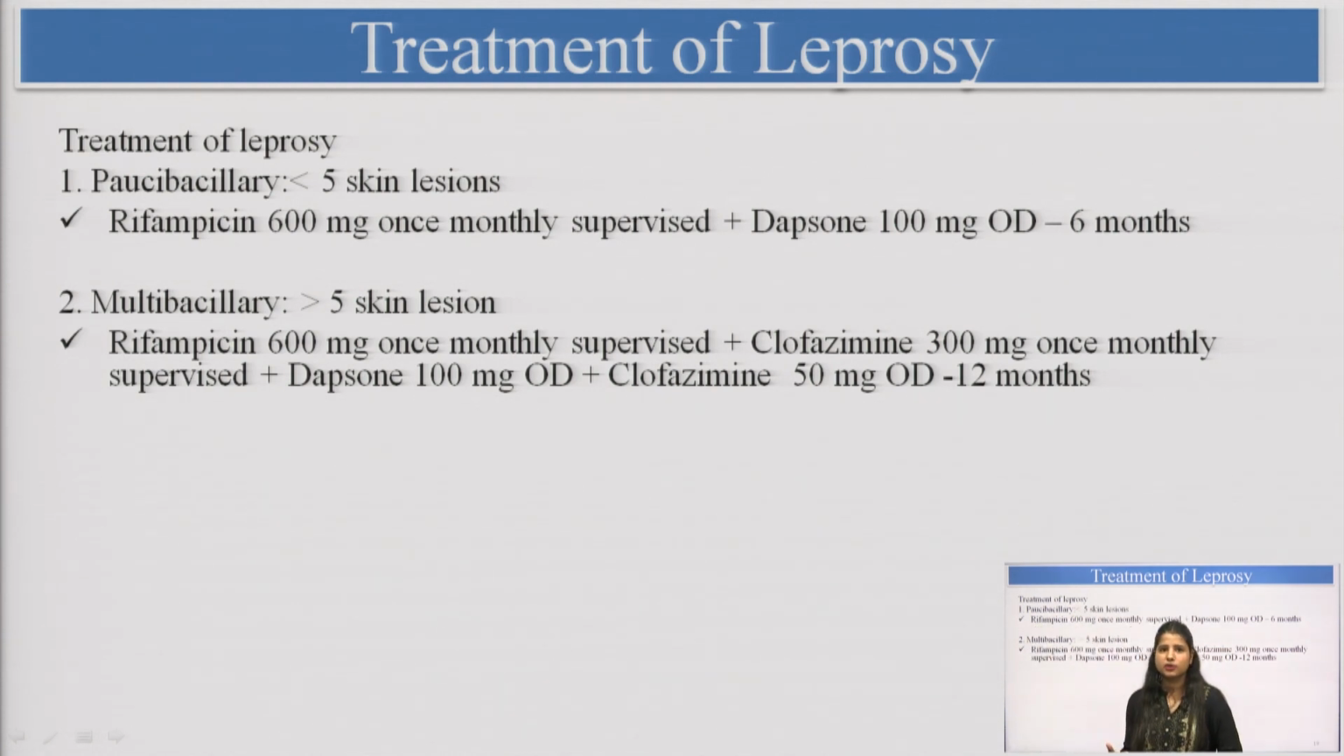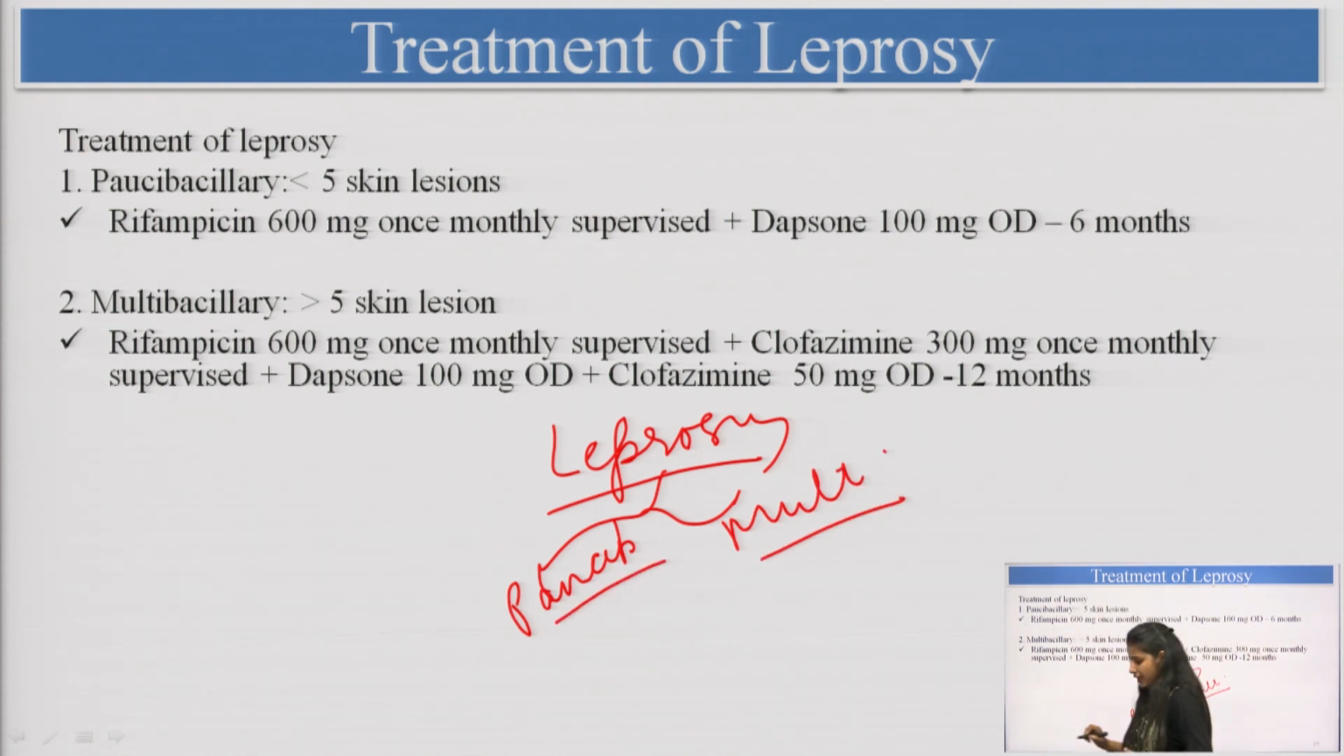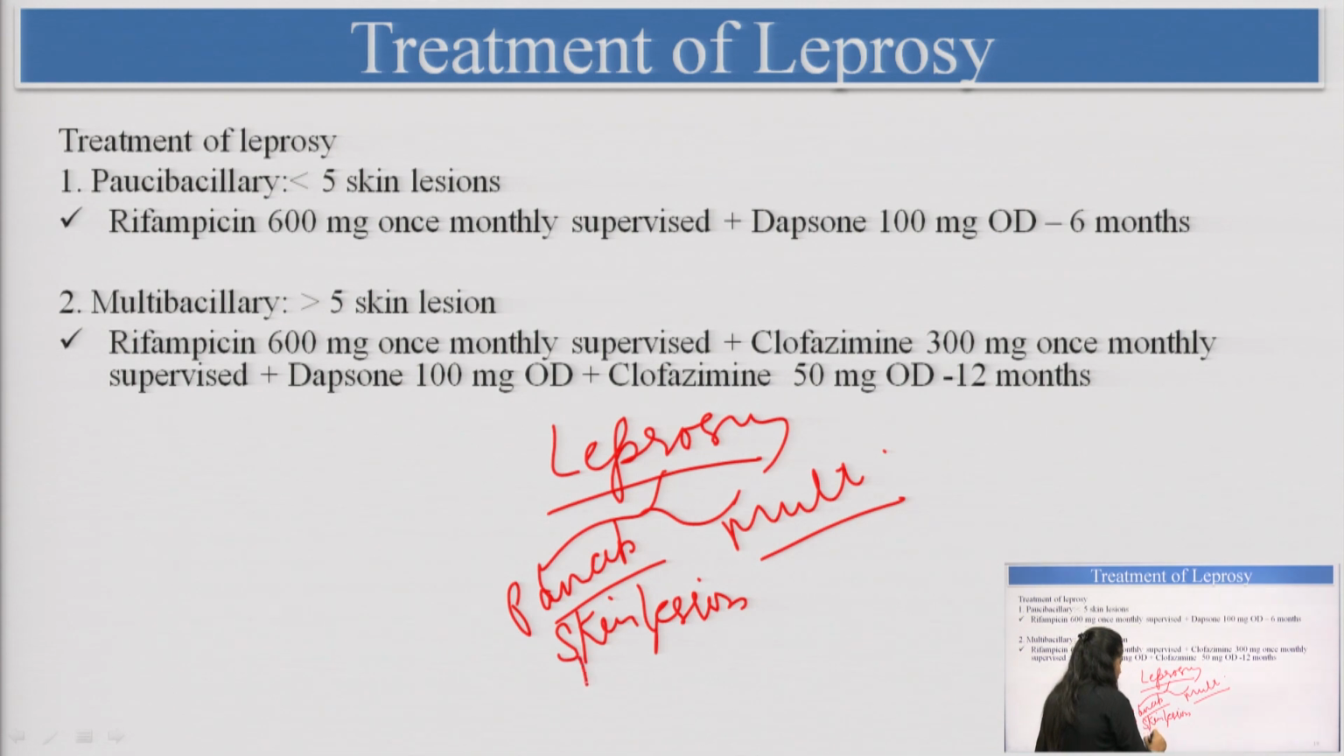Now, see the treatment of leprosy. Treatment of leprosy is done on the basis of which form of leprosy the patient has. There are two types of leprosy. One is paucibacillary, another is multibacillary. In the paucibacillary, the microbial load is comparatively less than in the multibacillary. In paucibacillary, the skin lesions are less, and the microbial load is also less.